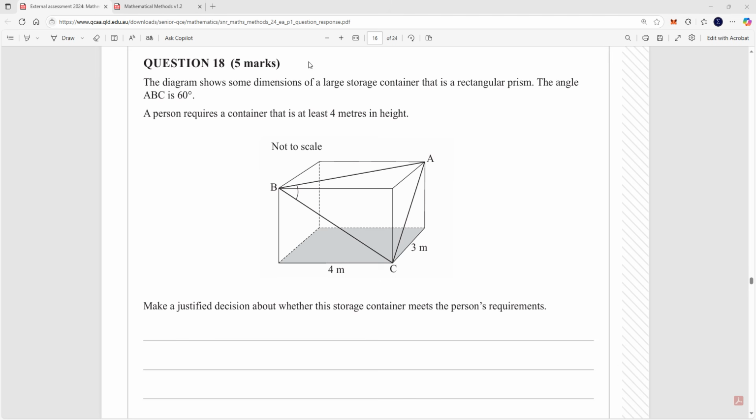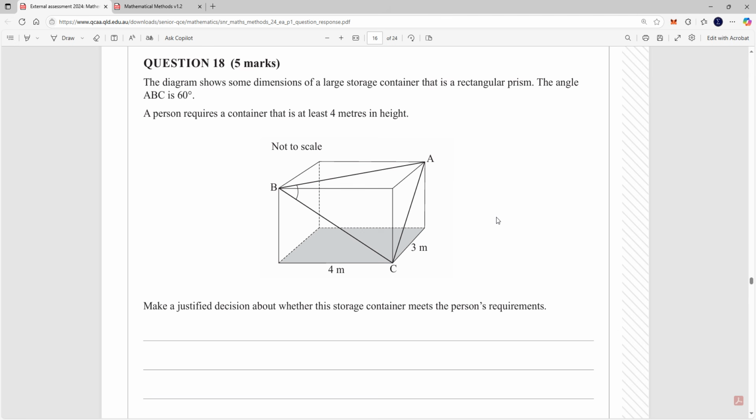Okay, so question 18, as we can see here: the diagram shows the dimensions of a large storage container that is a rectangular prism. The angle ABC is 60 degrees. A person requires a container that is at least 4 meters in height. Make a justified decision about whether the storage container meets the person's requirements.